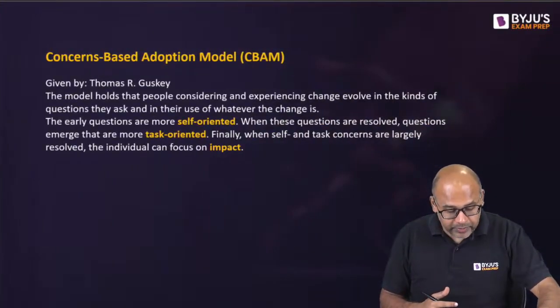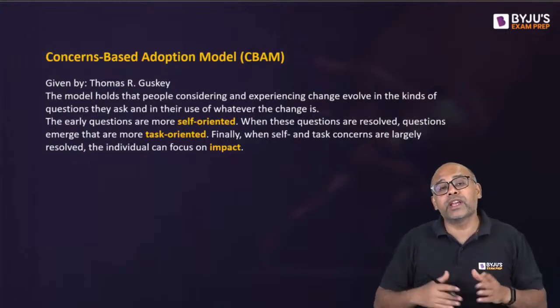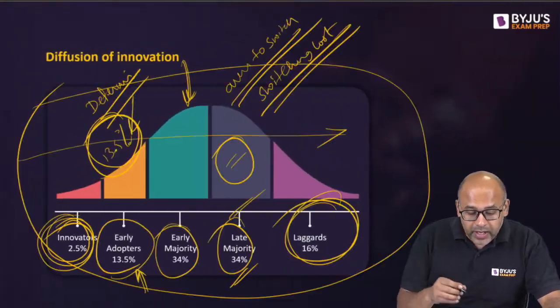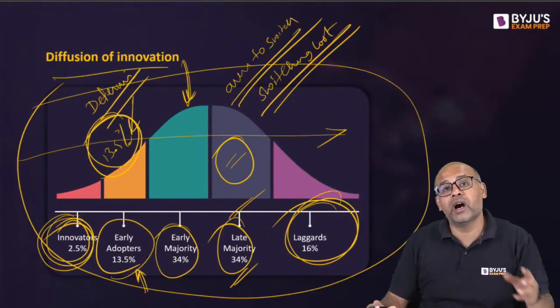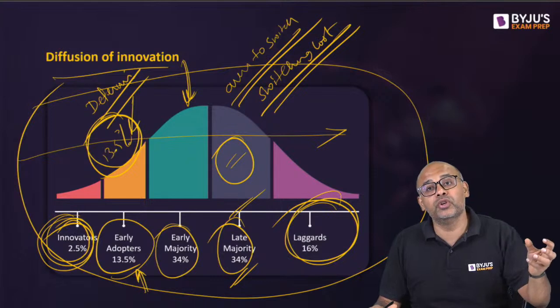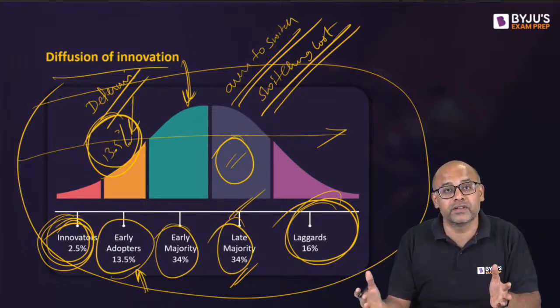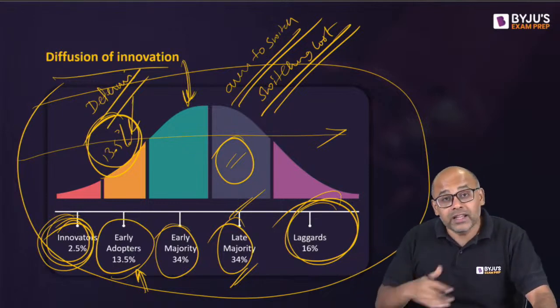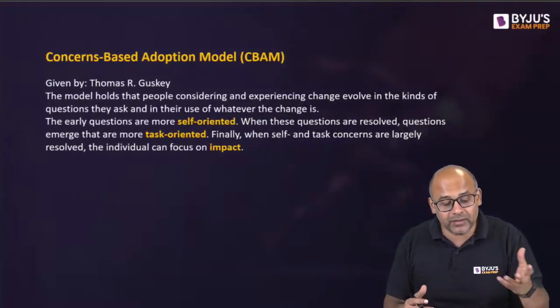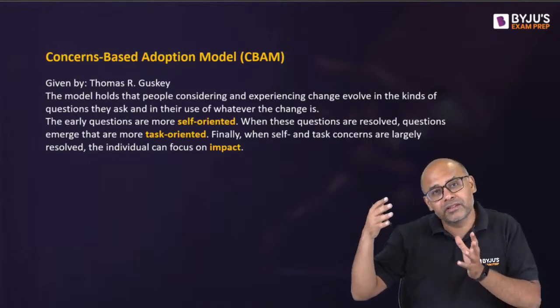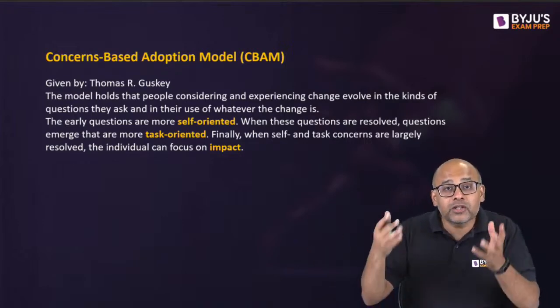Alright, moving on. We are now looking at a model called the concerns-based adoption model. We spoke about diffusion of innovation, how an innovation is going to percolate throughout the industry or the audience. Another theory also talks about concern-based adoption. When an innovative idea comes in, it has to be adopted.